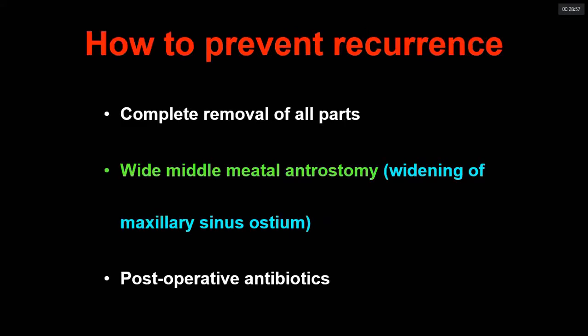Now, as with any polyps, a recurrence is coming. So, how do we prevent a recurrence? By complete removal of all the parts and a wide middle meatus antrostomy. Okay, so the opening of the maxillary sinus into the nasal cavity, that is called the antrum, so it should be made wide. And we also need to give post-operative antibiotics.